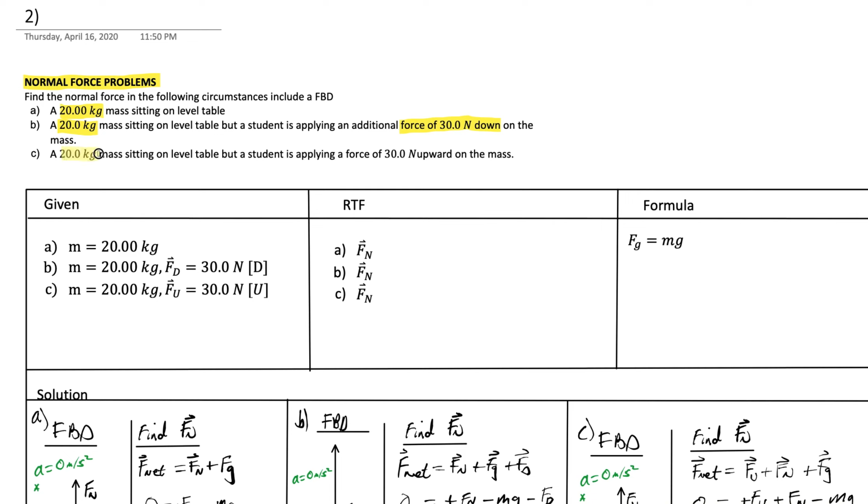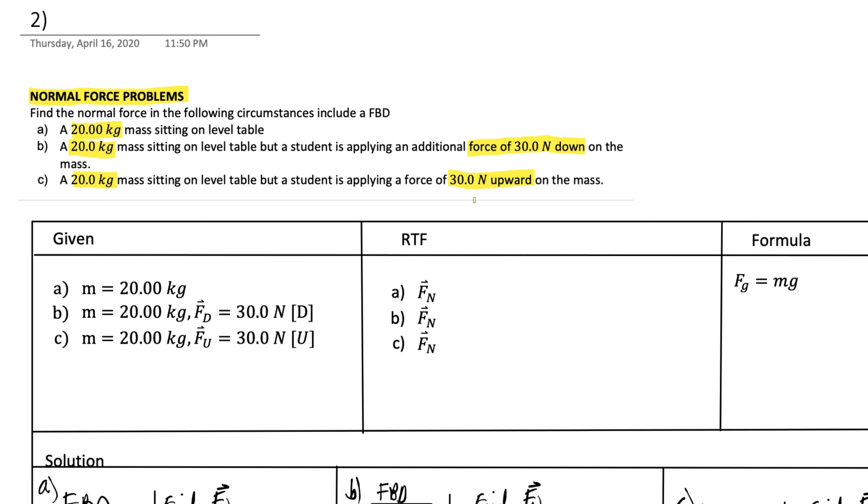In part C, it's the same 20 kilogram mass, but in this case, we have a 30 newton upward force acting on the mass. So what's different about part B and part C is what role the normal force has to play in both cases.